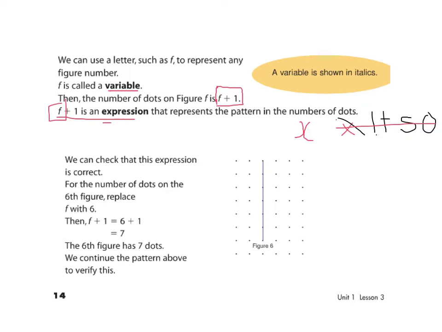Okay, so this is the expression. An expression has a variable, a letter representing the words basically, or the unknown. So F plus 1 is the expression that they have there. When we want to check our expression, we can check that it's correct by completing the picture or continuing the pattern. We've said that it's going to be plus 1. It should have 7 dots. And if you look at the pattern on the picture, it would be plus 1 there as well. And that would give us our 7 dots.